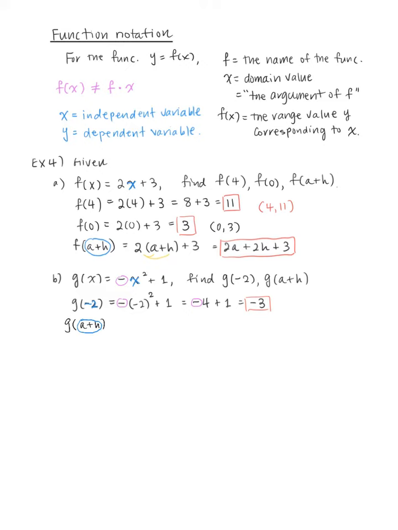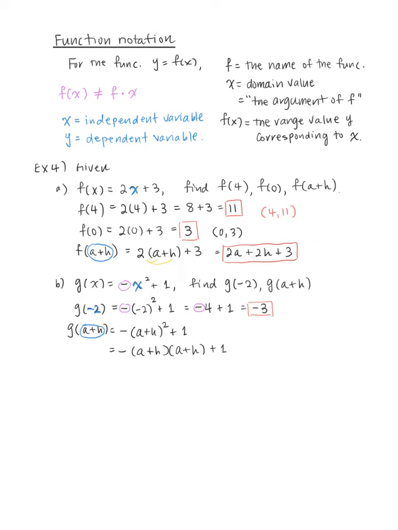So here what we're going to get is minus a plus h squared and then plus 1. Okay, now simplifying this, be careful. A plus h whole quantity squared means that you need to multiply a plus h twice. So here you're going to get negative a plus h times another a plus h, and then drop down that plus 1.